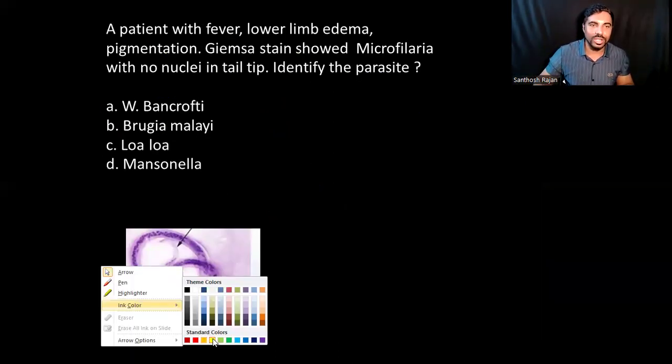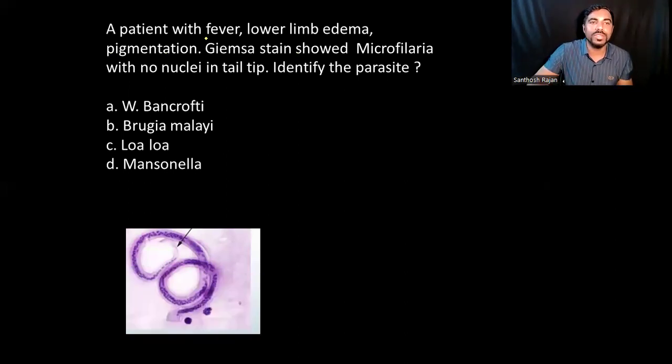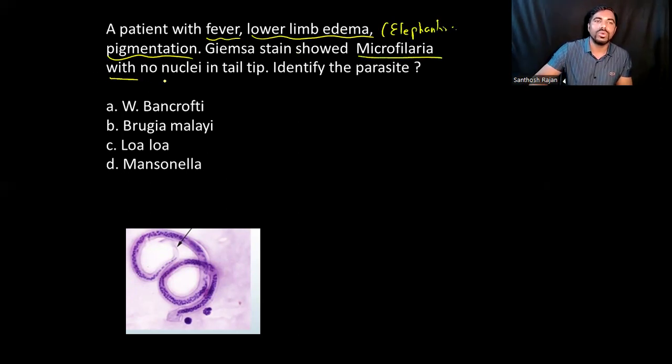Okay, next question. Look at this one. Here a patient comes with a fever, lower limb edema, pigmentation. Anything with lower limb edema, automatically your mind will think of at least one thing: elephantiasis. On the stain, they showed a microfilaria with no nuclei in the tip. Maybe the picture was not given, but if the picture was here and you see no nuclei.